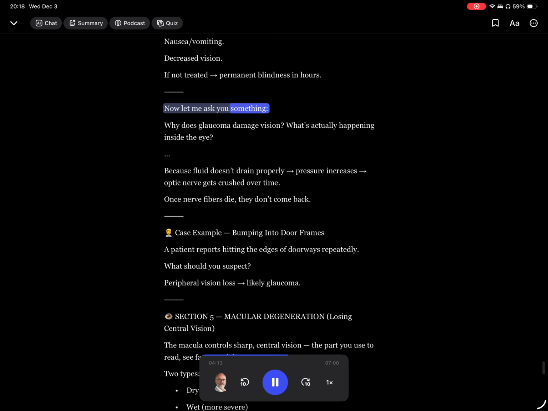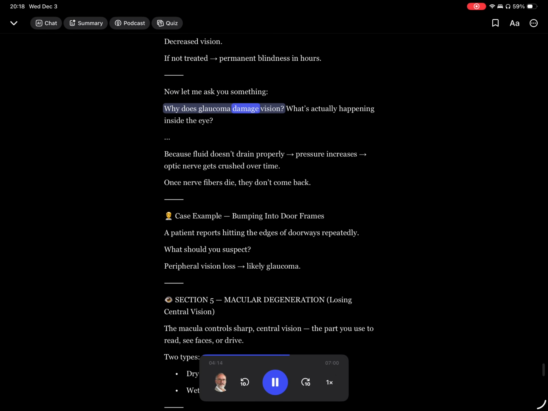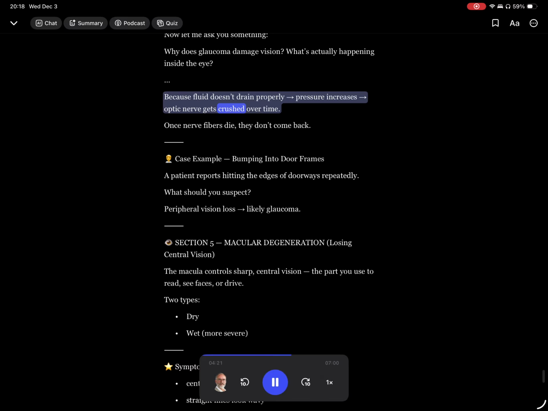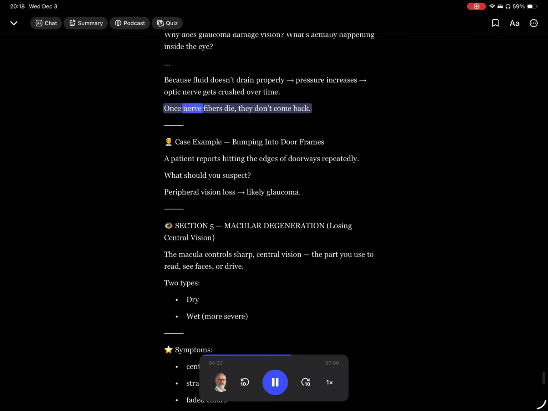Now let me ask you something. Why does glaucoma damage vision? What's actually happening inside the eye? Because fluid doesn't drain properly, pressure increases, and the optic nerve gets crushed over time. Once nerve fibers die, they don't come back.